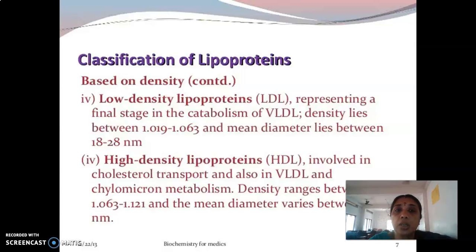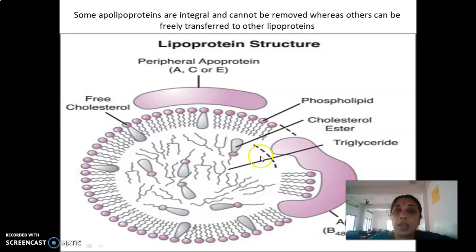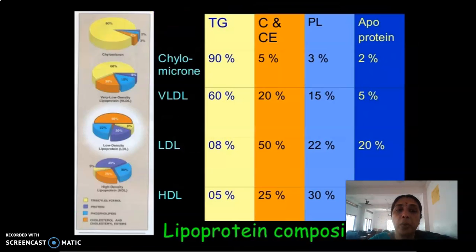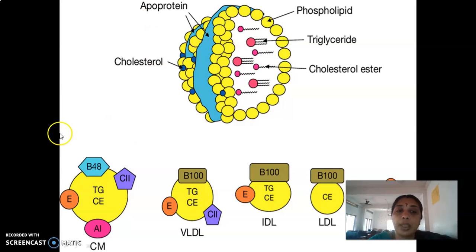Which are integral proteins? Which are surface or peripheral proteins, right? Apo A, C, and E are surface proteins, while B48 is an integral protein, right? Now this is the VLDL. See, the quantity of TG and cholesterol esters is reduced, so the density is increased, and it is made up of ApoB100, right? VLDL is made up of ApoB100, and this also has ApoE and ApoC2, right?